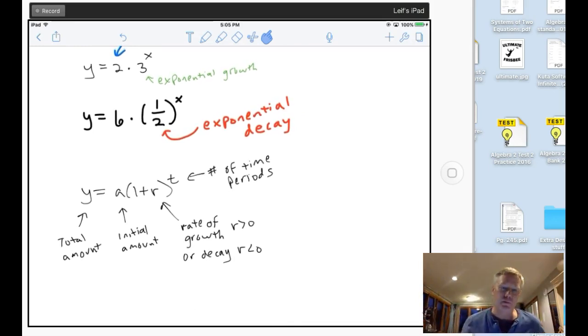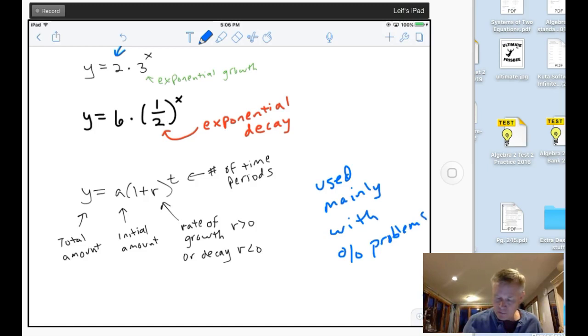Now, this one's a little different. This one has to do with periods of time. This is similar, but this one usually is used with percentages. So if y is the total amount, a is the initial amount, and r is the rate, it's growth if r is greater than 0, or decay if it's less than 0. It's used mainly with percent problems.